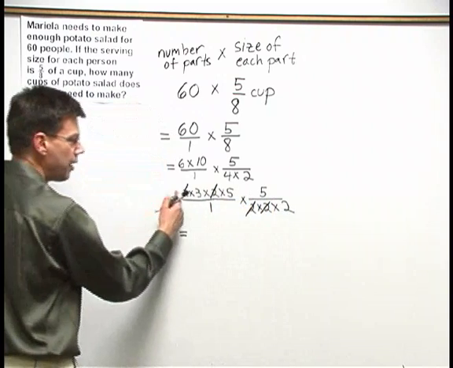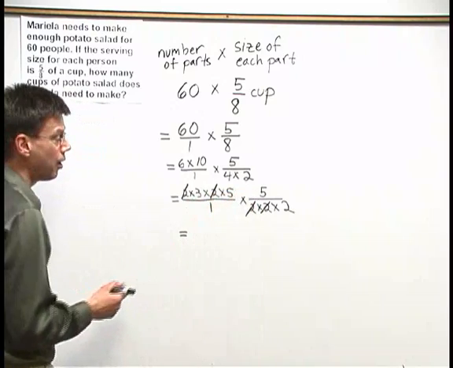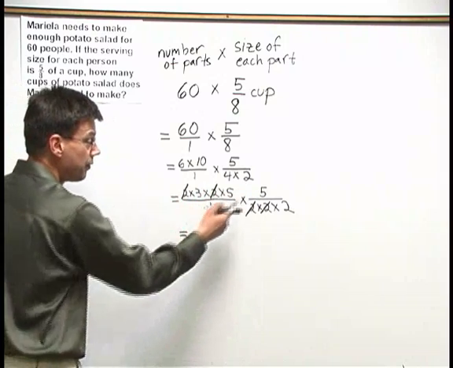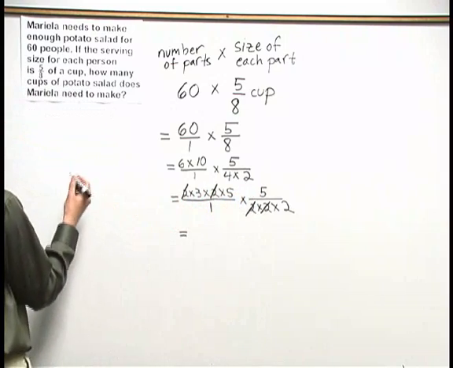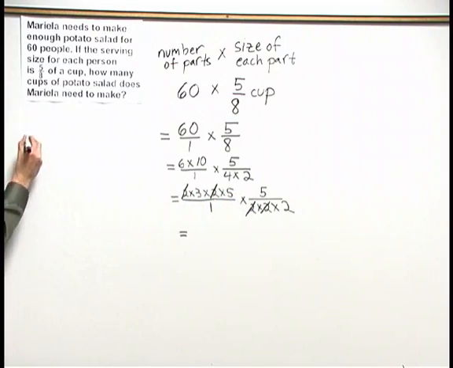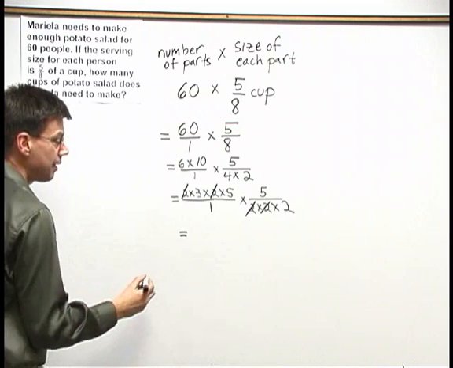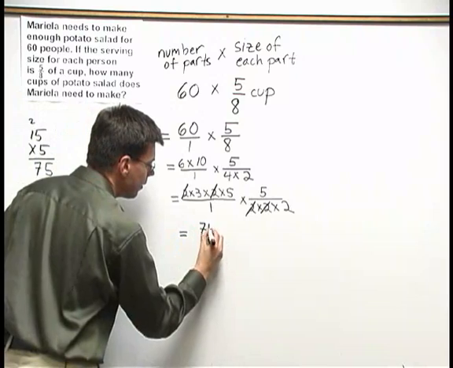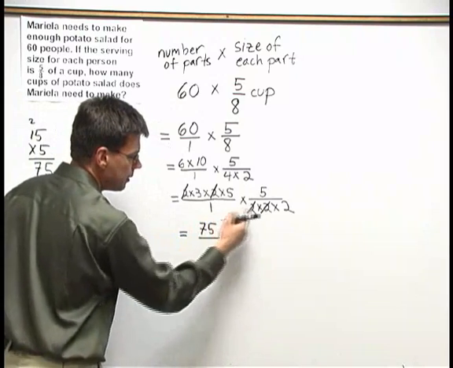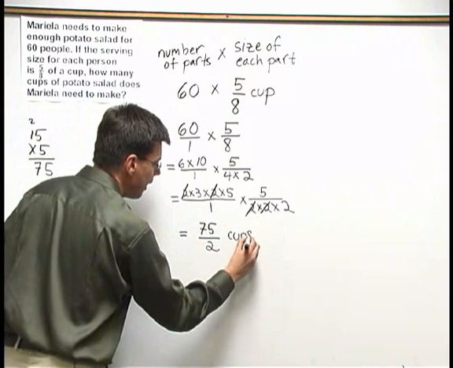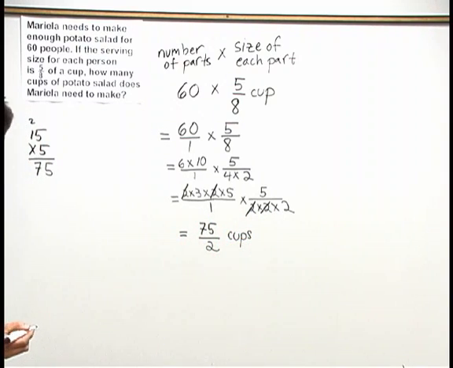So let's multiply our factors back together above and below. I have 3 times 5 is 15 up above. 15 times 5, let's work this out on the side. 15 times 5 is 5 times 5 is 25. 5 times 1 is 5 plus 2 is 7. That's 75. Over 1 times 2 is 2. We have 75 halves cups of potato salad to make.